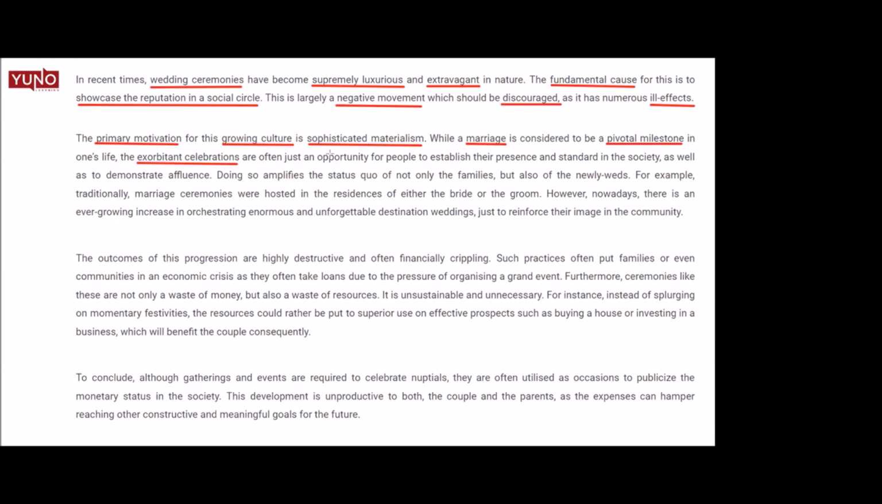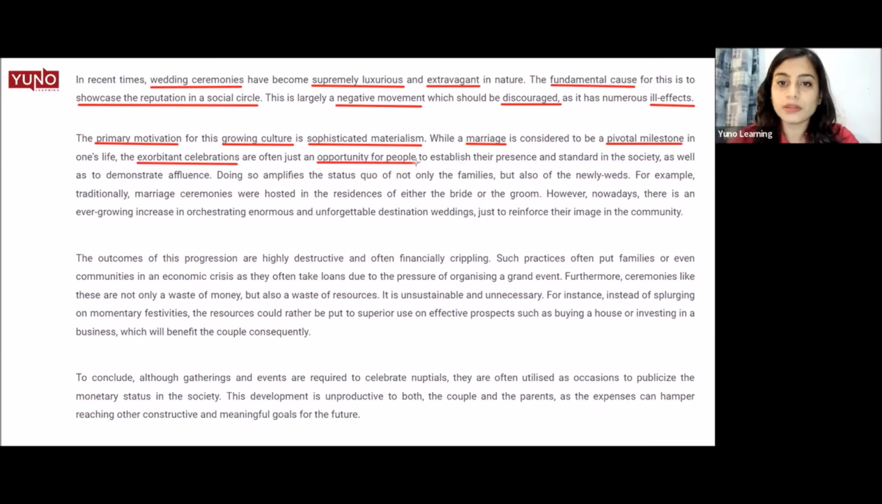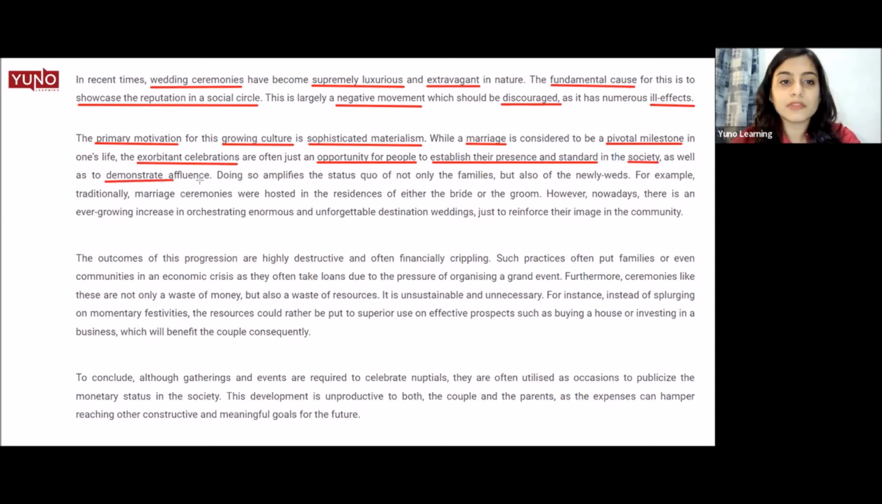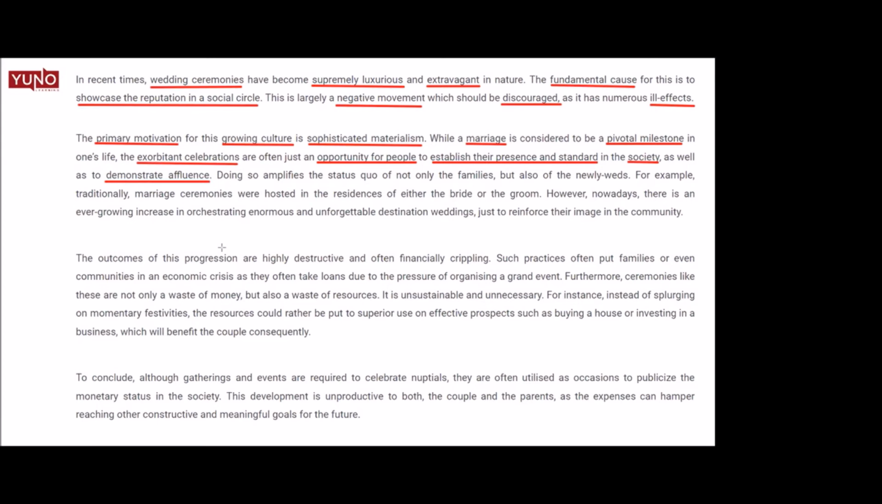Opportunity for people to establish their presence. Opportunity for people, yes. Establishing presence, yes. And standard, yes. Society, very important, yes. Demonstrate affluence. Demonstrate affluence, what does it mean in simple words? In the most simple terms. Think about it. Find a simpler term.